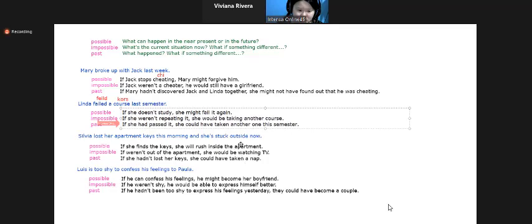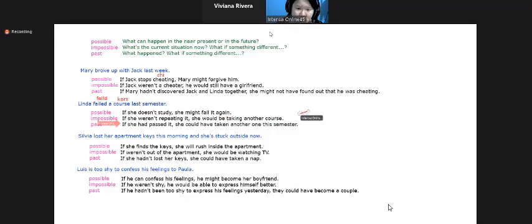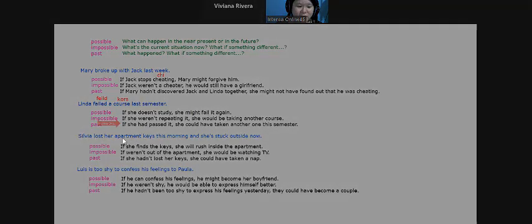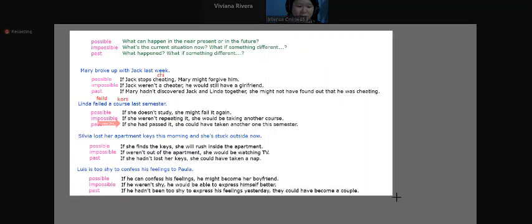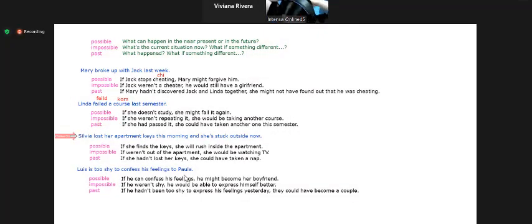Okay, let's continue. Sylvia lost her apartment keys this morning and she's stuck outside now. If she finds the key, she will rush inside the apartment. If she weren't out of the apartment, she would be watching TV. If she hadn't lost her keys, she could have taken a nap.